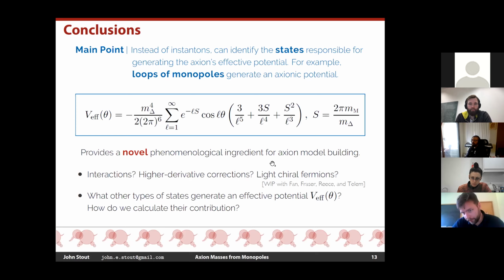Then a very interesting question is how these monopoles behave in the presence of light chiral fermions, which we know can very dramatically affect the behavior of this effective potential. And so that's work in progress that we're working on now. And then more generally, what other types of states generate an effective potential? Can we have a general apparatus for calculating these effective potentials in limits where the instantonic expansion fails?